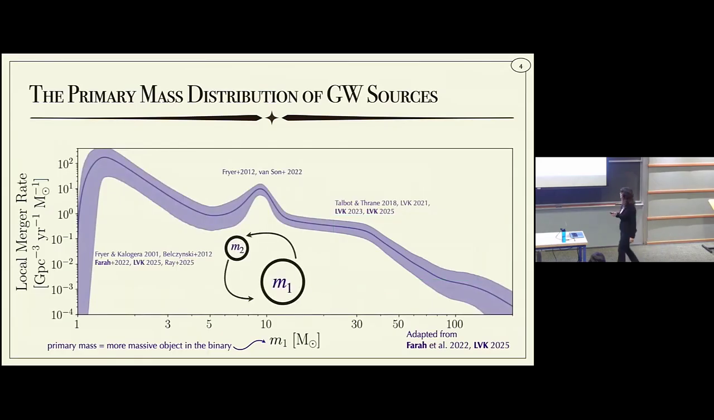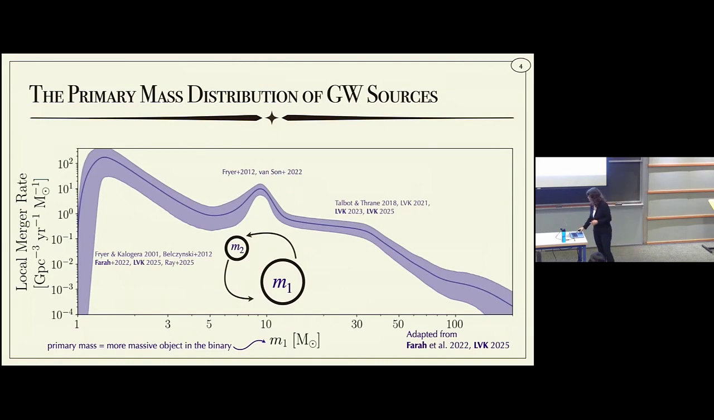What I wanted to highlight here is that there's been decades of work on understanding this mass distribution. And I think we've made a lot of progress theoretically and observationally. But this is just the primaries, and there's, again, two objects in every binary. And so we're leaving information on the table routinely when we just look at the one-dimensional distribution.